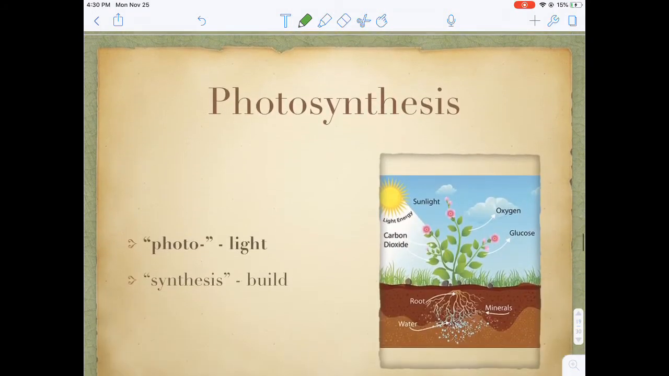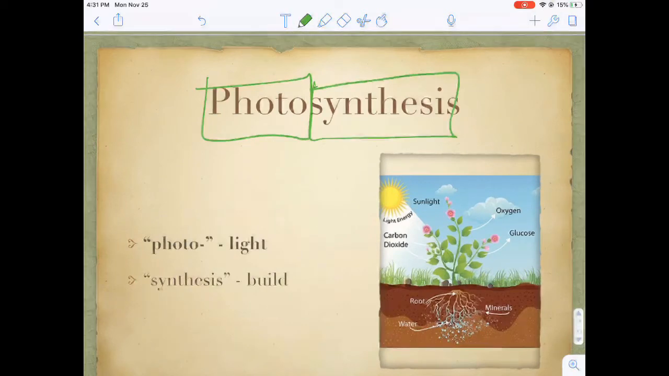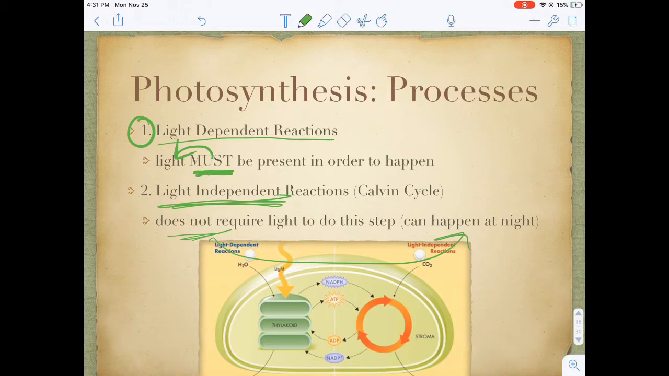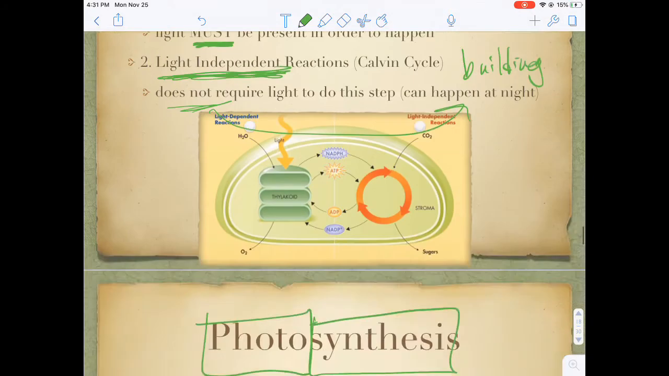So when I look at the word photosynthesis, my brain kind of breaks it into the photo part and the synthesis part. So photo actually means light, and synthesis means build. So if we look back up here at our two processes that happen, the light-dependent and the light-independent reactions, they coincide with this idea of photo, meaning light, and synthesis, meaning building. So we'll see how that works in a minute.